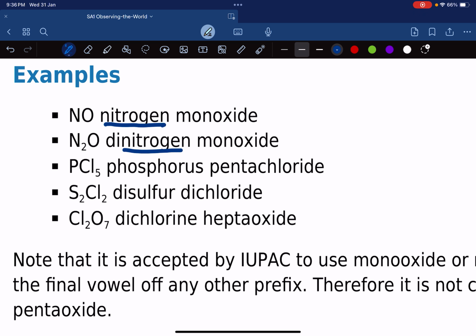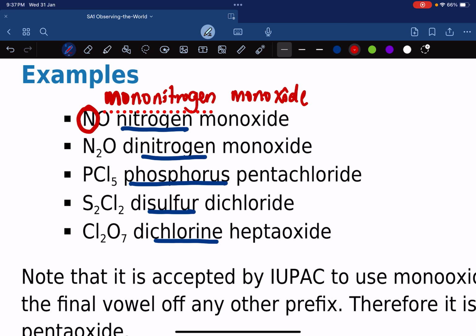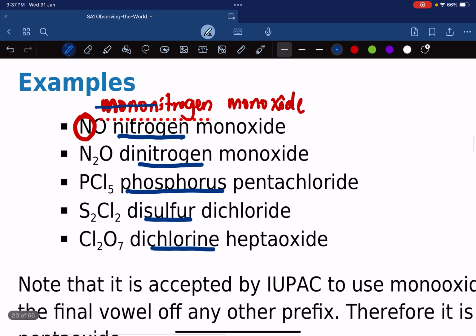Listen very carefully. If the first element is single, we do not say mono-nitrogen mono-oxide. This is wrong. If the first element is single, we just leave it as it is.